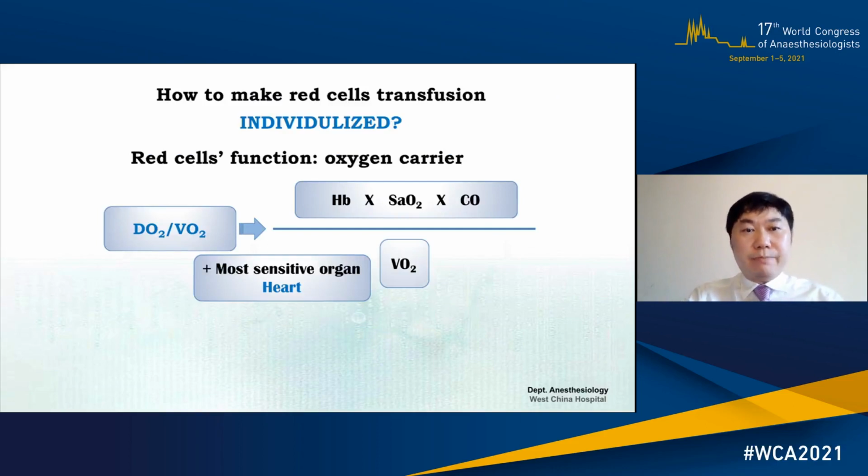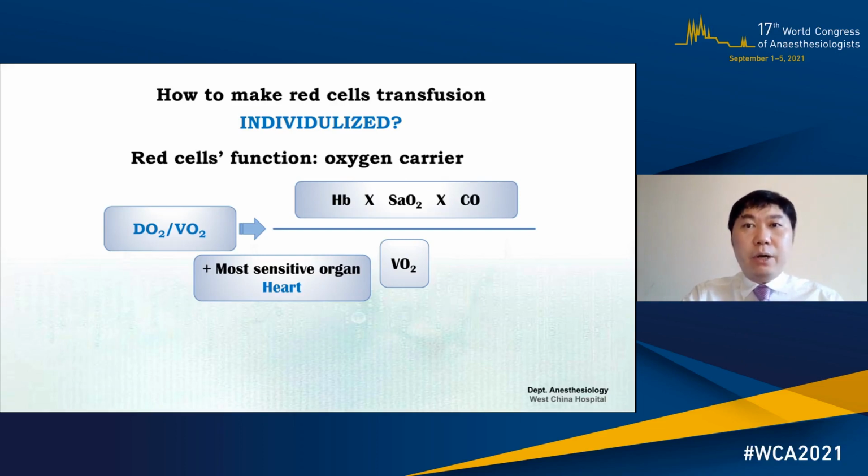Here comes another question. How to make red cell transfusion individualized? We revisit oxygen delivery and consumption for it. The main function of red cells is carrying oxygen so as to maintain the balance of oxygen delivery and consumption. As we know, this balance is directly proportional to hemoglobin level, blood oxygen saturation, and cardiac output, but inversely proportional to body oxygen consumption, which is mainly determined by basal metabolic rate or body temperature.